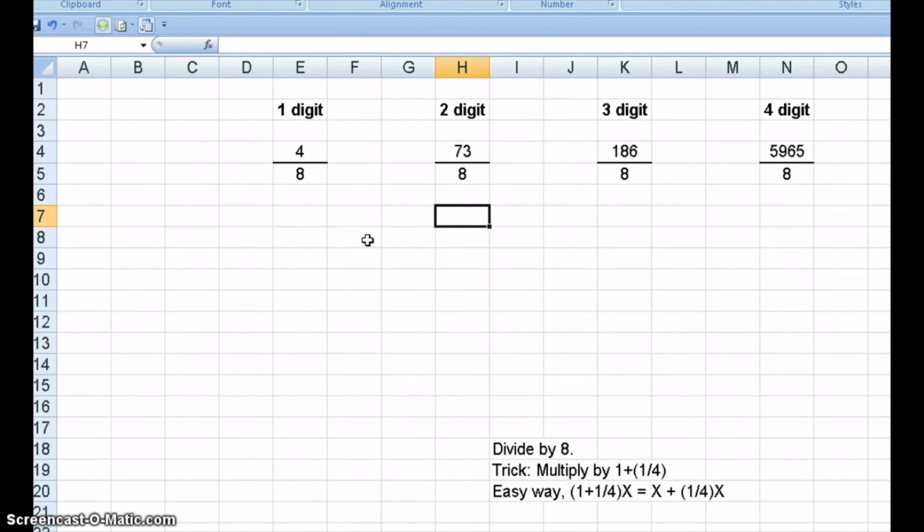Okay, so I hope you enjoyed that tip. Again, this is dividing a number by 8.